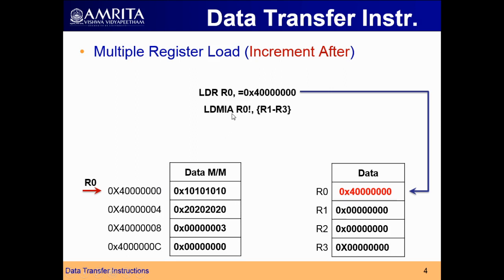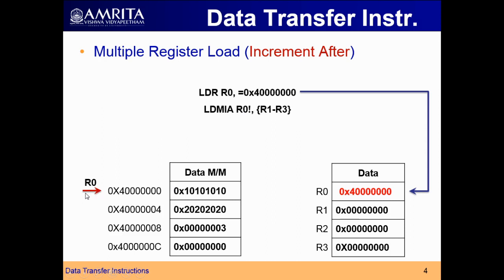Now I am writing LDMIA R0!, R1-R3. So what does it mean? Here the addressing mode used is increment after. So what will be the first operation? Content of the address location pointed by R0.